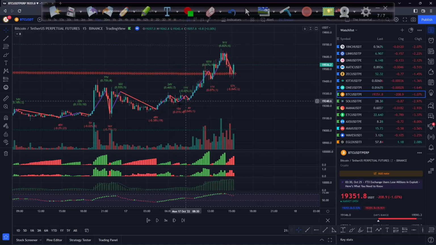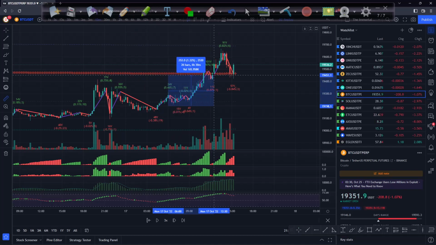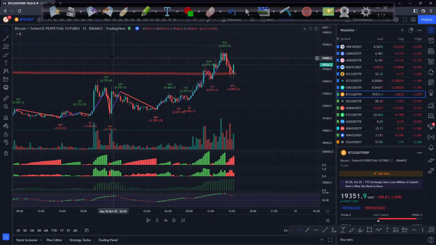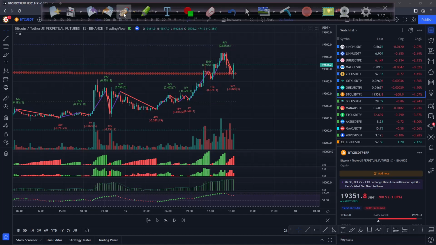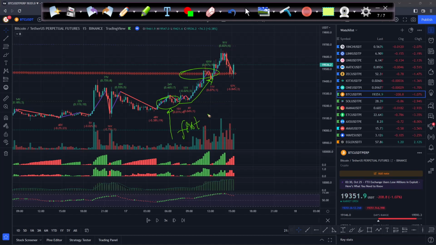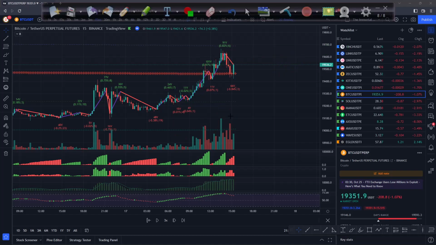How much profit did we make? So this much profit we made, like 1.37%. We want to go from one value area to another value area. So this is our first value area, and this is our second value area. All right, and let's move on.